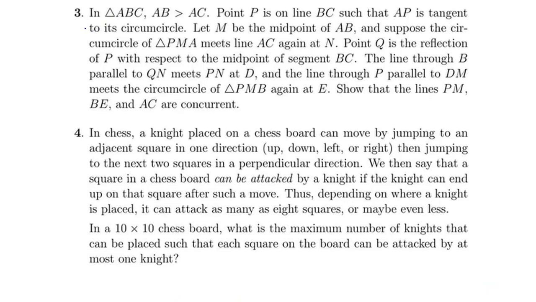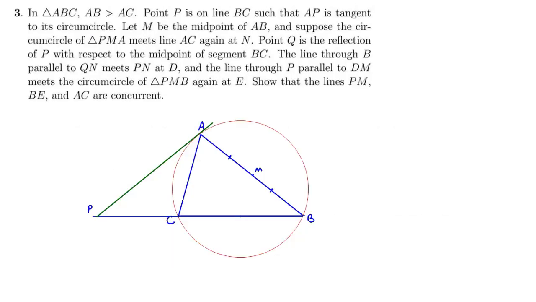Problem number 3 of PMO National Level 2023, Philippine Mathematical Olympiad. Let's read the problem. It says in triangle ABC, so let's draw it. In triangle ABC, AB is greater than AC, like this. Point P is on line BC such that AP is tangent to its circumcircle here. And let M be the midpoint of AB, this part.